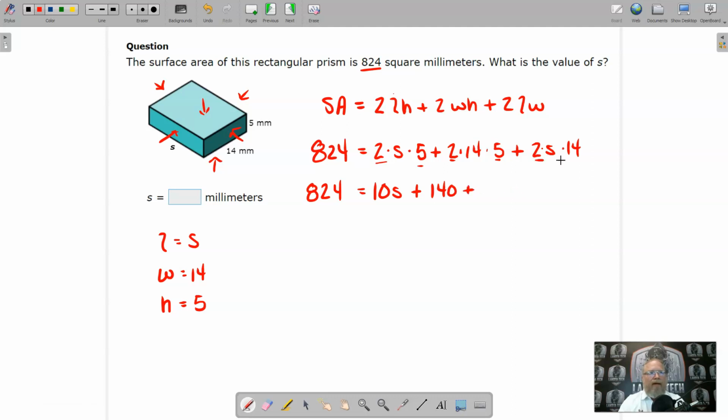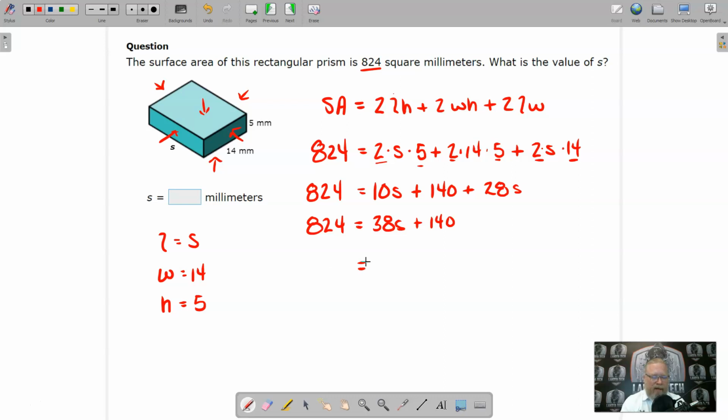And then over here I have 2 times 14, which is 28, and I still have the S there as well. Now I need to go ahead and combine some like terms. So 824 equals, I have 10 S's and 28 S's. Let's add those together for 38S and bring down my 140. Now let's subtract 140 from each side.